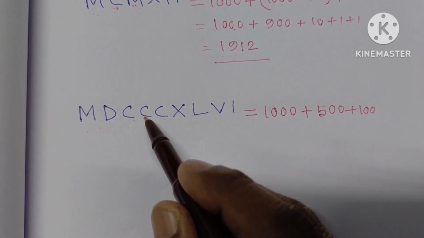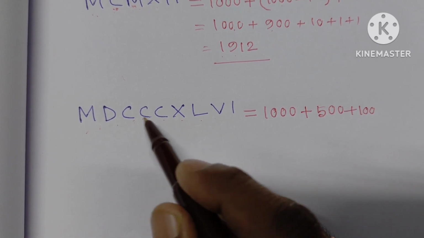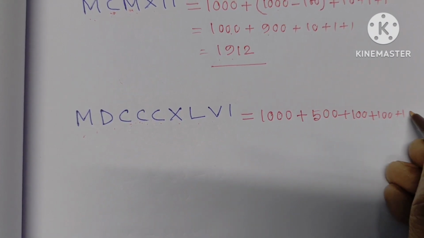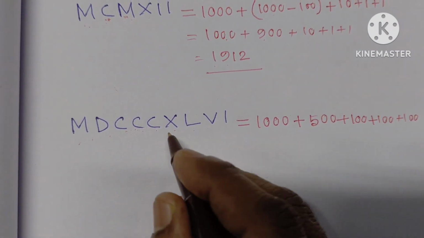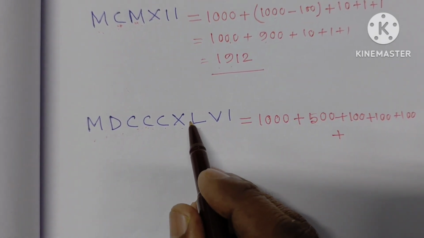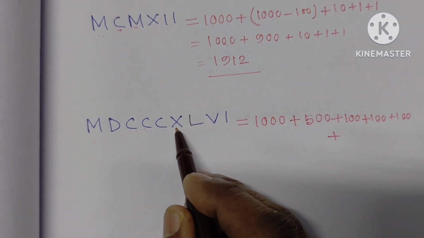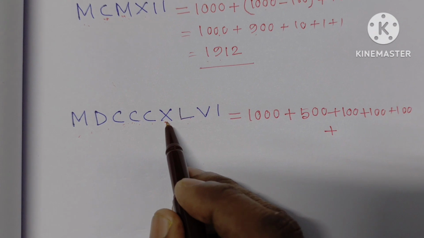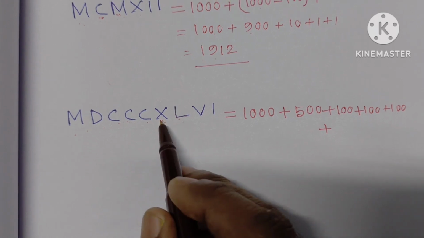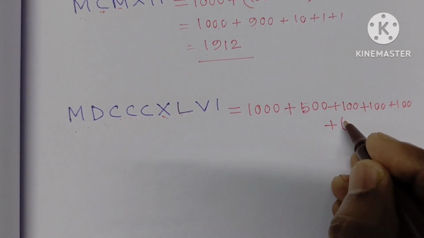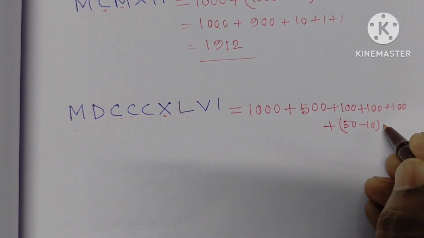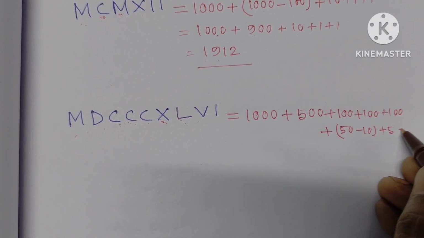Three times repeated, 100 plus 100 plus 100, then plus, here we see that this one is larger, this one is smaller. We know that the smaller symbol written before the larger symbol is subtracted. Then what you have to do? L means 50 minus X means 10, plus V means 5, plus 1.